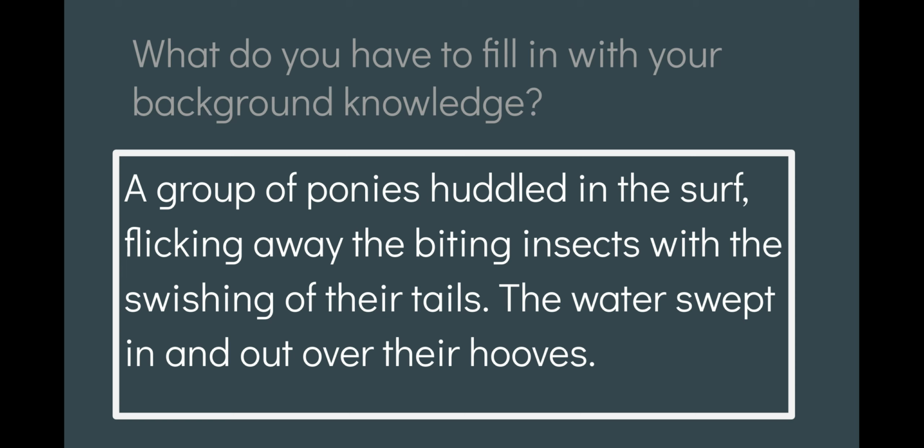So as I'm looking at this, I know that surf and water swept in and out over their hooves means that the horses are at the beach. So I'm picturing ponies standing right inside the water on the beach. And they're huddled all together, and their tails are swishing back and forth because there are insects all around them.